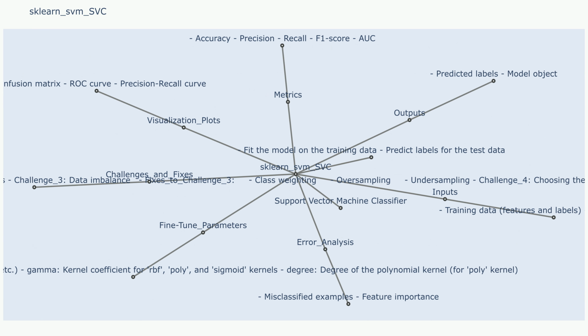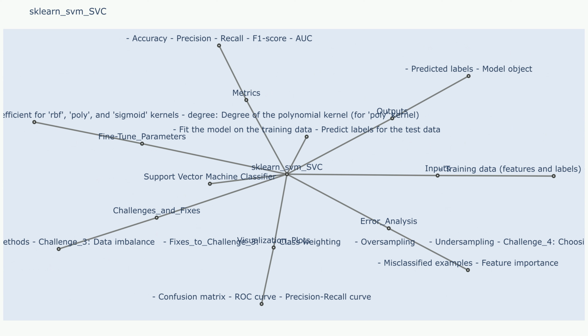Hyperparameter optimization. Parameters like C (regularization strength), gamma (kernel coefficient), and others are tuned to achieve optimal performance. Model training. The SVC algorithm finds the optimal hyperplane by maximizing the margin between the classes. Prediction. The trained model can be used to predict the class labels for new data points.